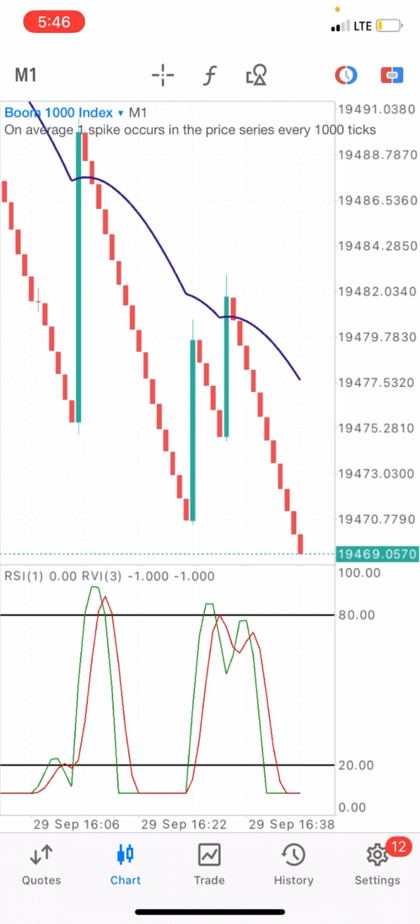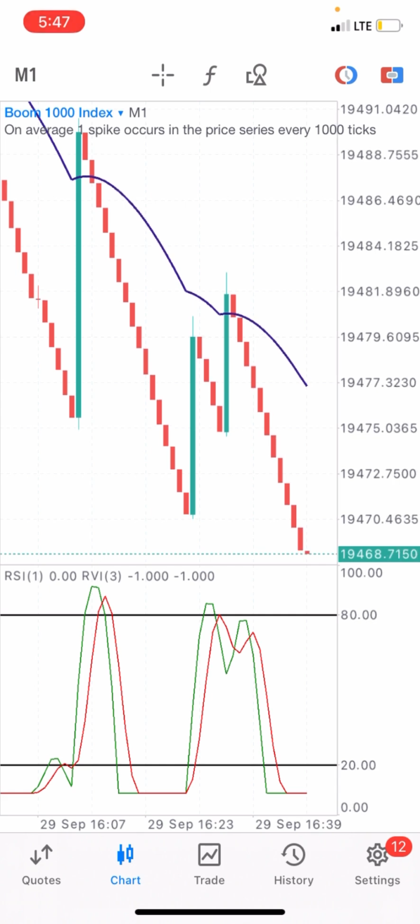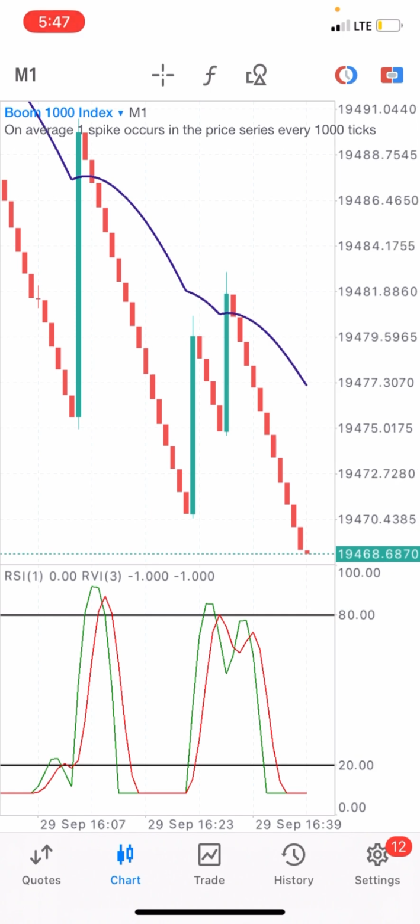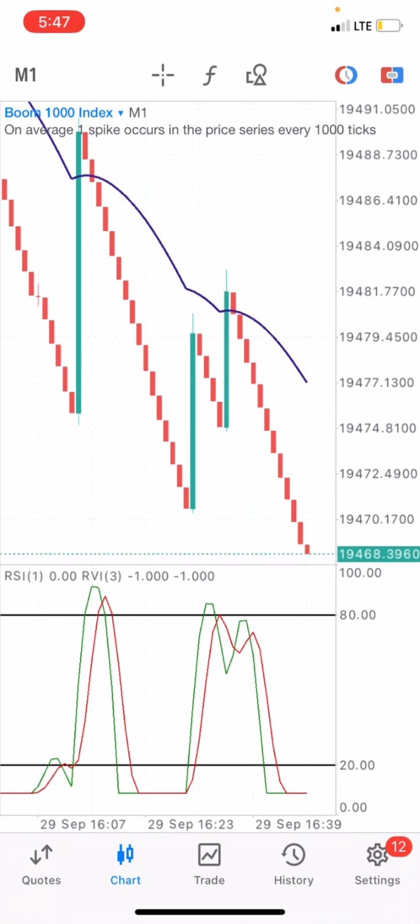I'm probably going to make a video on how to catch spikes using this same strategy, because one of the attempts that I made, I caught spikes with it. I think that was on the crash market, either the crash 1000 or crash 900 market. I caught spikes with it. I did not use it to scalp, I used it to catch spikes, and it worked effectively. So I'm going to make another video to explain that.